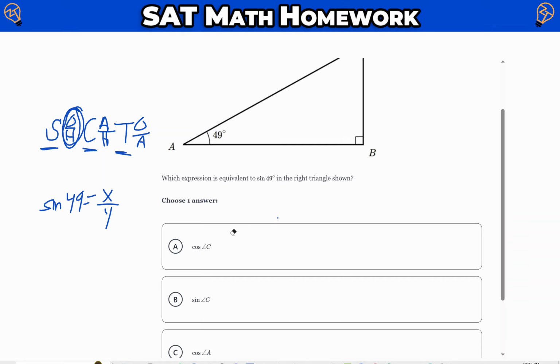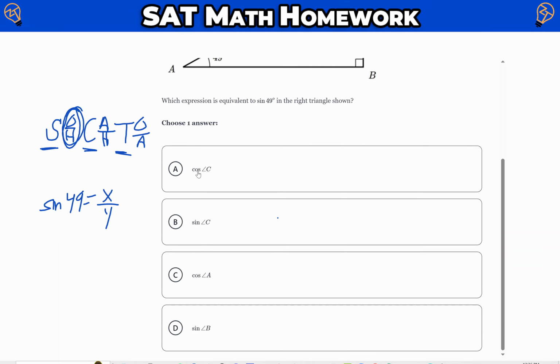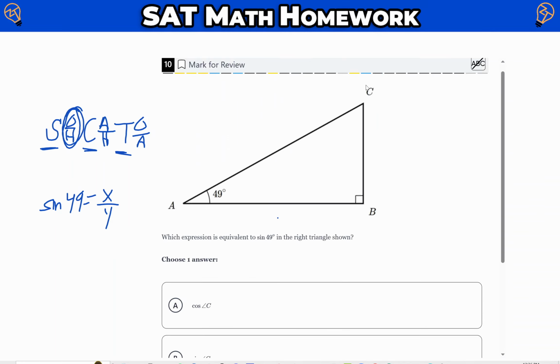And notice a couple of these have to do with cosine and a couple of them have to do with sine. So let's go in order. If we go cosine from angle C, we want to notice that the opposite and adjacent sides are going to change. The hypotenuse is always the hypotenuse. It is an objective side. But from angle C, the opposite is right here. And by default, this is adjacent.